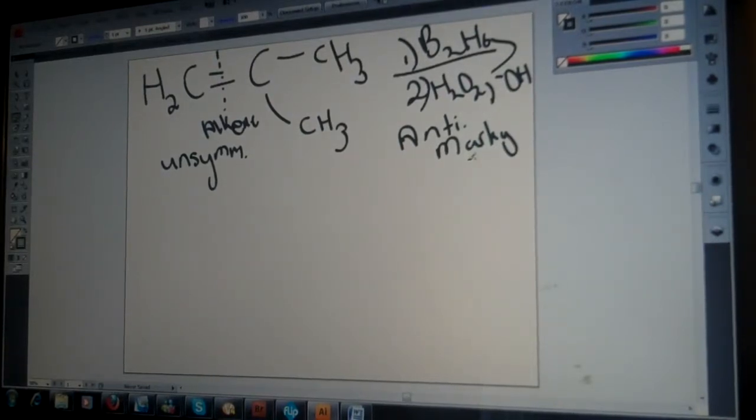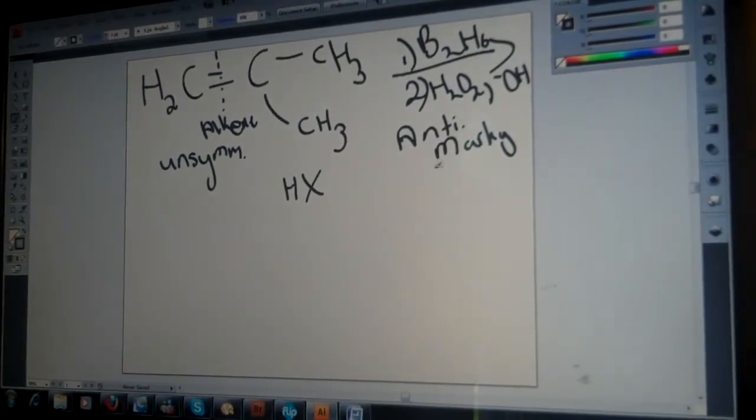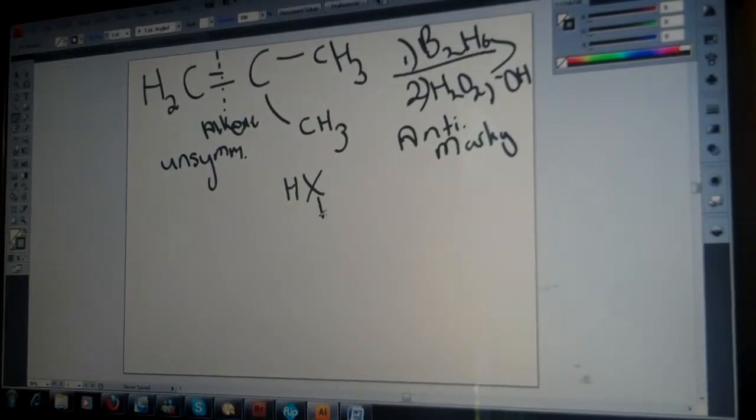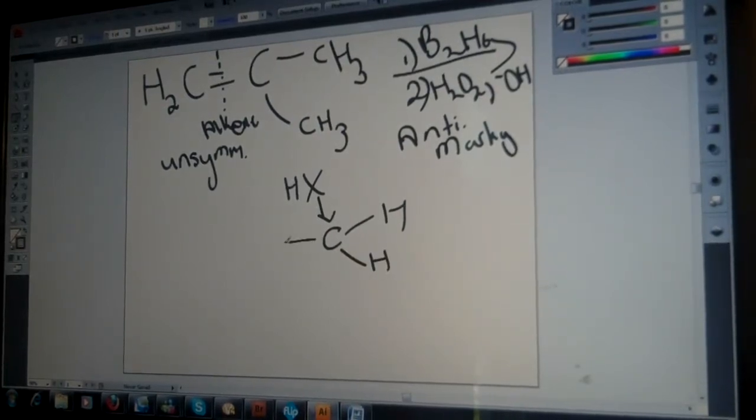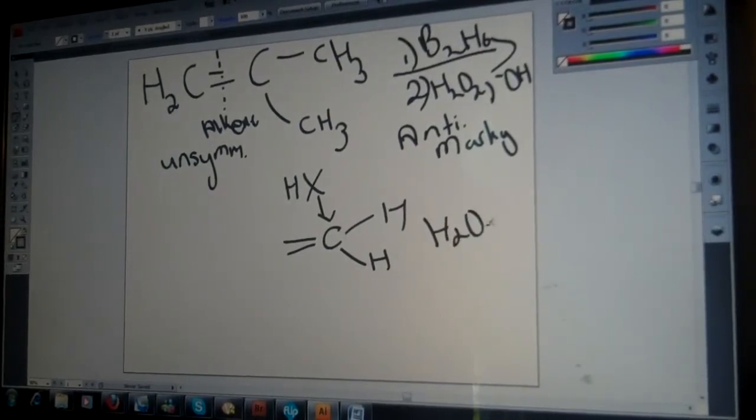Markovnikov rule states that when an unsaturated substituted alkene reacts with a hydrogen halide, the hydrogen adds to the carbon that has the greatest number of hydrogens. So for anti-Markovnikov, instead of the hydrogen adding to the carbon with the greatest number of hydrogens, you have the halide group adding to the carbon with the greatest number of hydrogens. This is the anti-Markovnikov rule where peroxide is present.